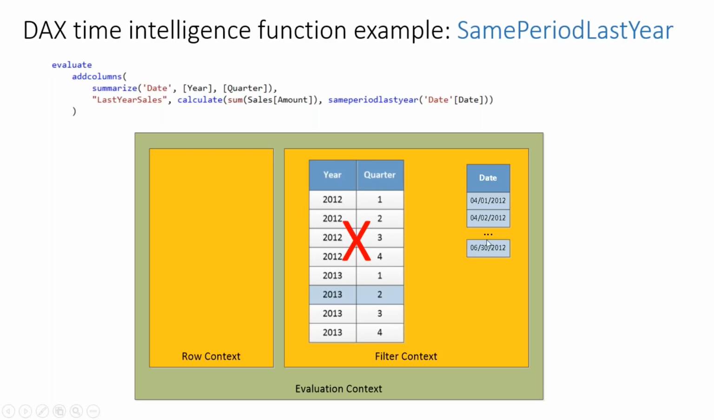Now I'm using the new list of dates, which is April 1st all the way to June 30th, 2012, to calculate the sales. So each sales row will be used to match against to say, is the sales date one of the days? If so, I keep the row, and all the surviving rows will go through the sum function to do the aggregation, the sum of the sales amount for those particular days. So this is how DAX time intelligence functions work.